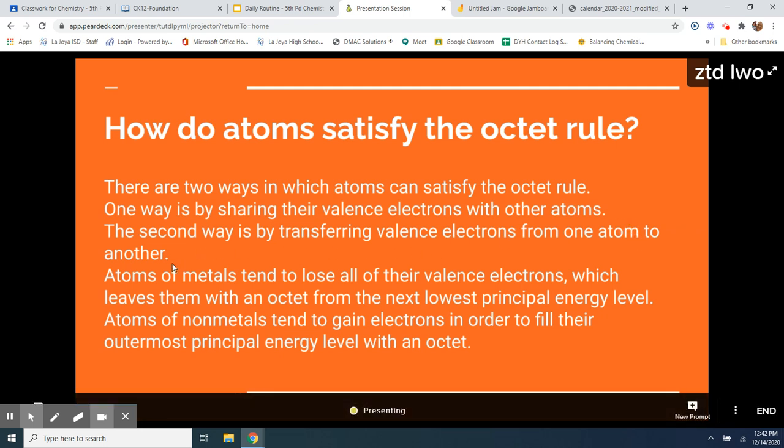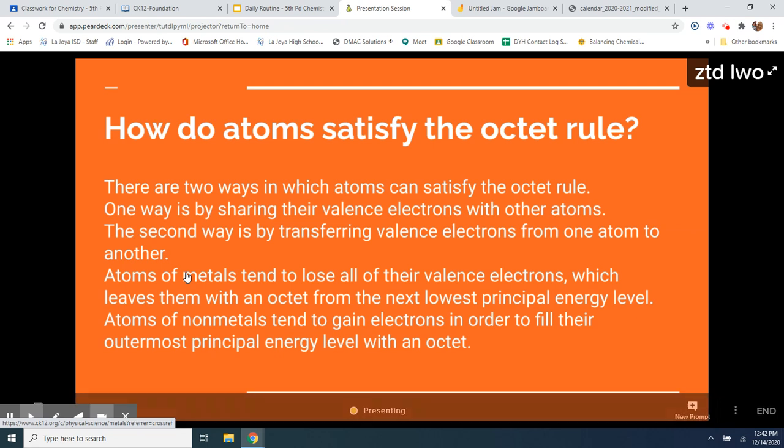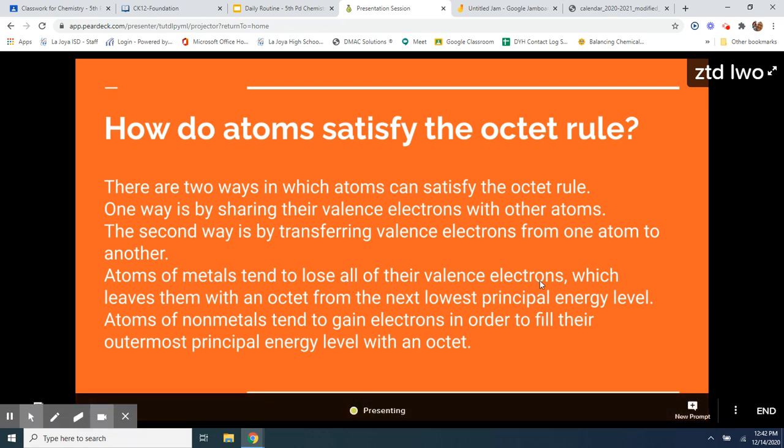So the first one says, atoms of metals. So now we're talking about metals. We're talking about the left side of the periodic table, right? Metals will have a tendency to lose their valence electrons and leave them with an octet from the next lowest principal energy level. And I'm going to show you a picture of what we mean by that.